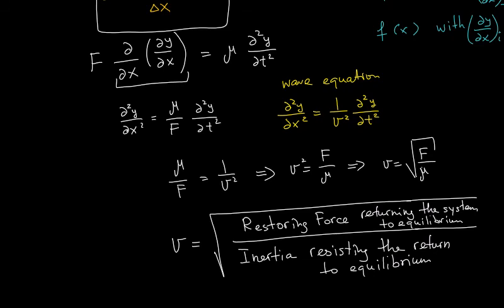So the speed equals the square root of the restoring force returning the system to equilibrium over the inertia that is resisting the return to equilibrium. So in our case, with the string, our mu provides the inertia.